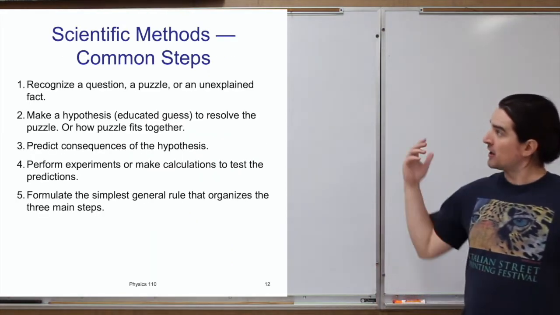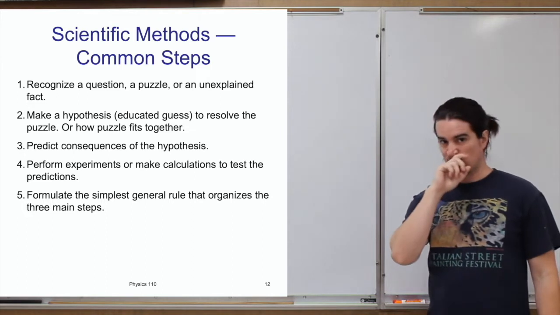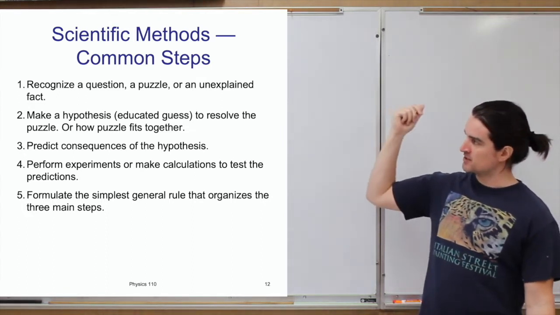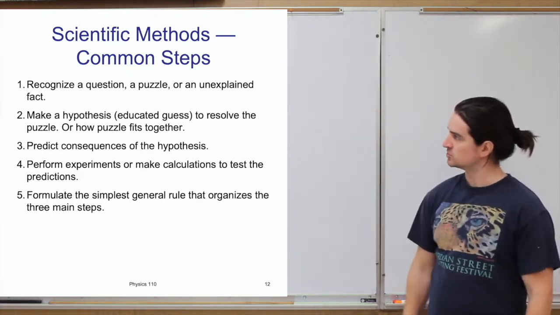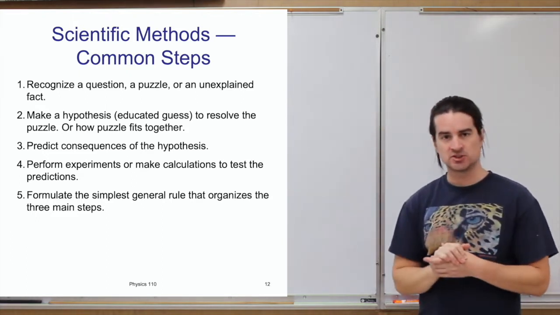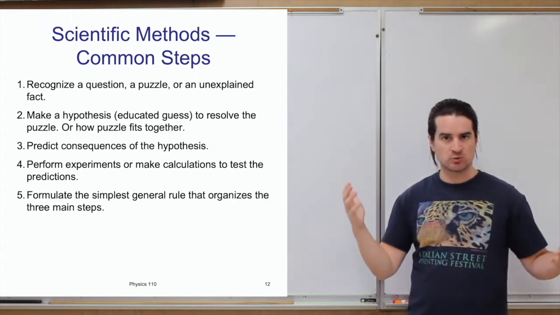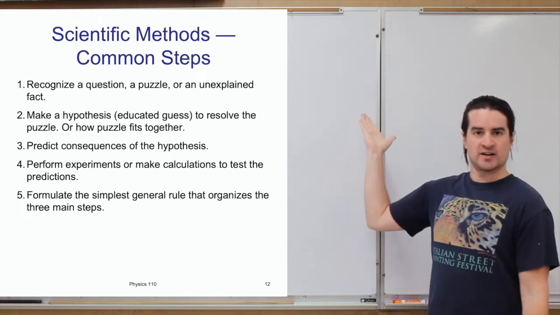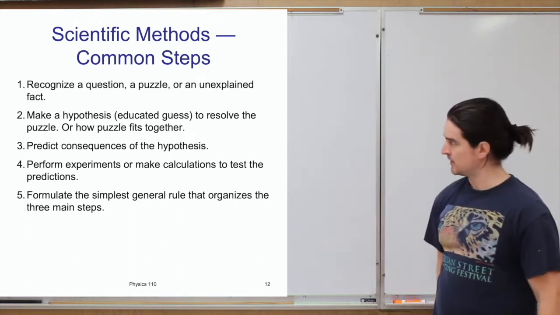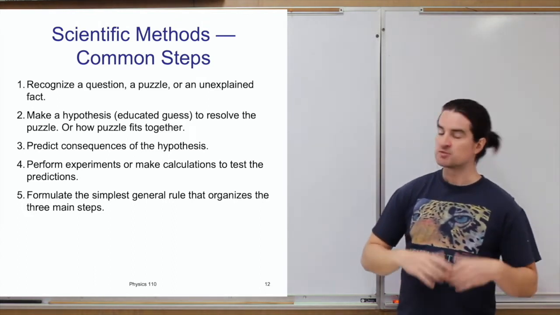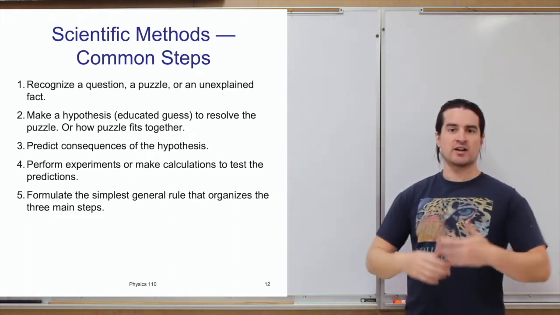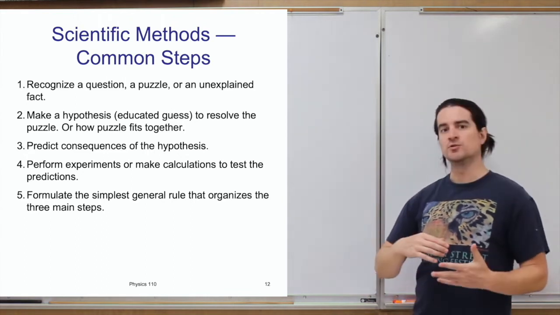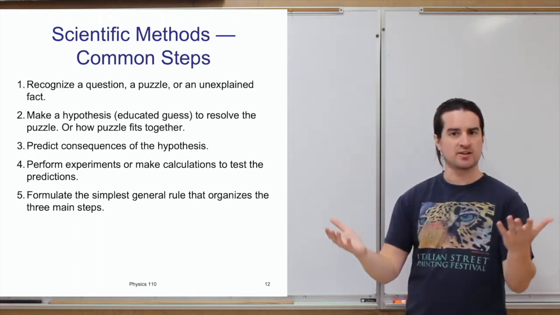Alright, so let's just look at some common steps for the scientific method. So first you would recognize a problem, a question, some kind of unexplained fact, right? You see something is puzzling, you don't know what it is or why it is the way it is. Then you make a guess as to why it is that way. You make a hypothesis. And your hypothesis explains why the thing is the way it is, or how that puzzle sort of fits together. With that hypothesis, you try to sort of extend the hypothesis to other areas.